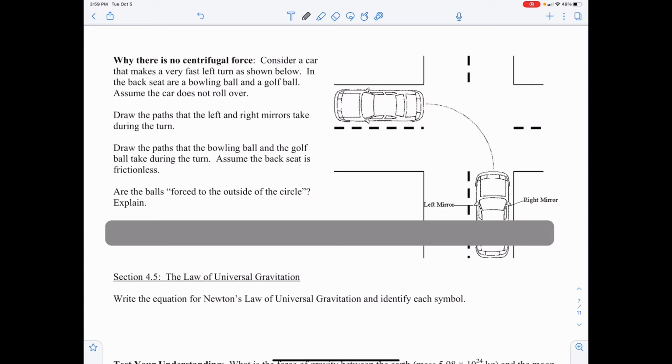Consider a car that makes a very fast left turn as shown below. In the back seat are a bowling ball and a golf ball. Assume the car does not roll over. Draw the path that the left and right mirror take during the turn. I'll do that in black. So here's the left mirror making the turn, and here's the right mirror making the turn. Draw the path that the bowling ball and the golf ball take during the turn. Assume the back seat is frictionless.